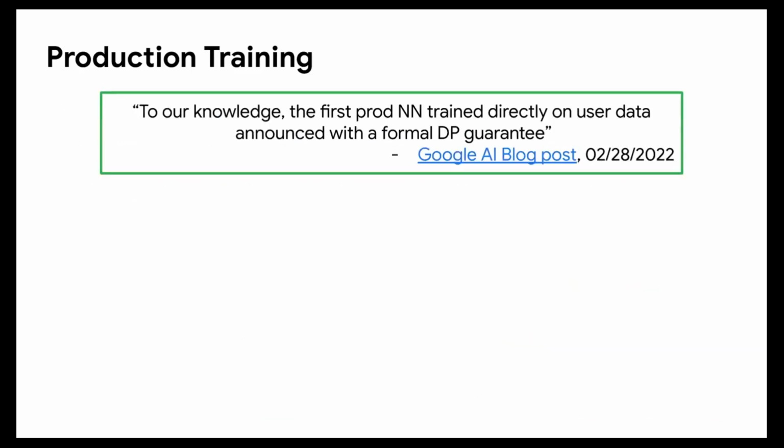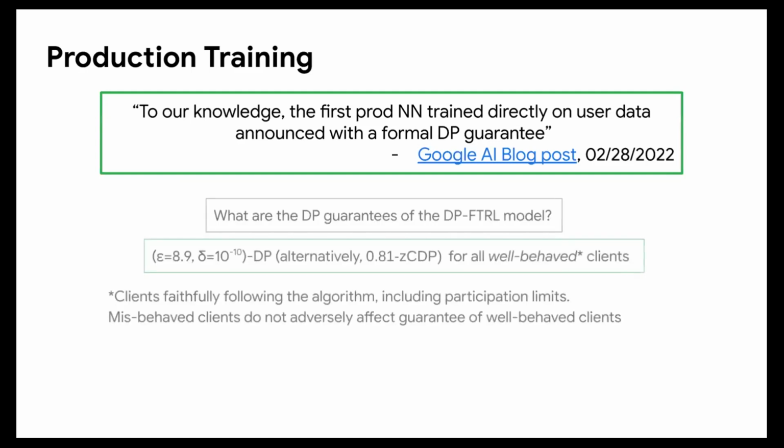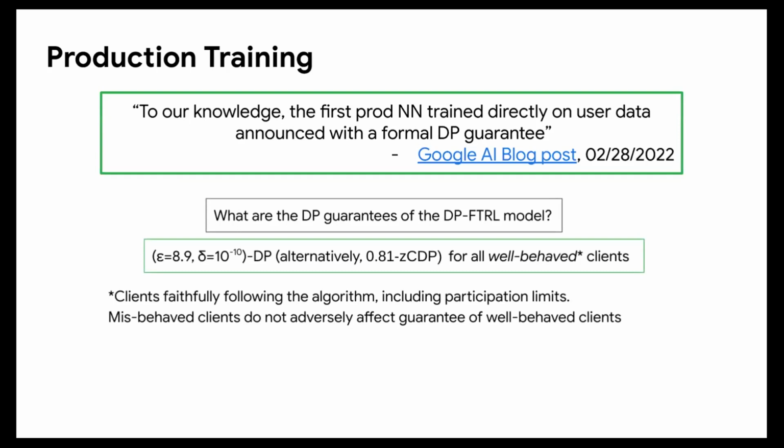Okay, so let's look at what we get from this production training. To our knowledge, we have the first production neural networks trained directly on user data announced with a formal differential privacy guarantee. And what are the guarantees we get? We get the DP guarantee for epsilon-delta DP. We get epsilon 8.9 and delta of 10 to the negative 10. And for this DP-FTRL algorithm, we can also use zCDP. We also have a zCDP accounting. The number is 0.81.